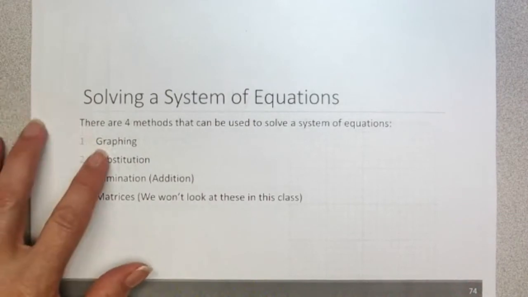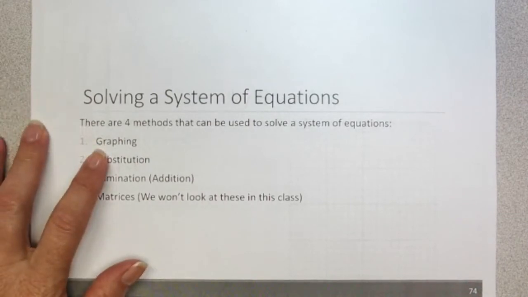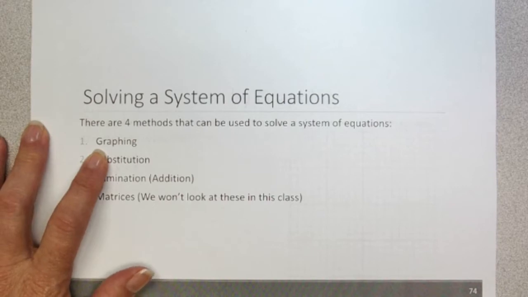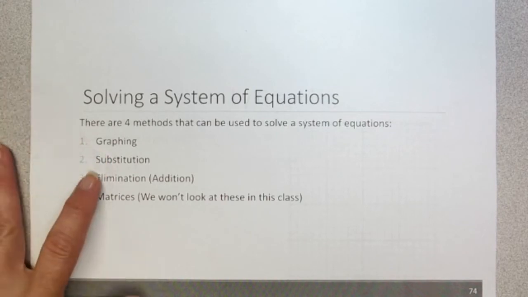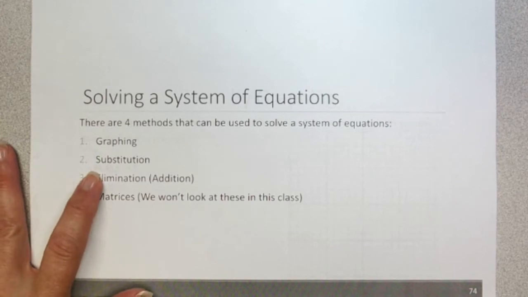The first method is by graphing the equations. We're in the unit on linear equations here, so we're limiting ourselves to lines. The solution to a system of linear equations is where the graphs cross each other or where the lines intersect. Okay. The second method we'll look at is the substitution method.